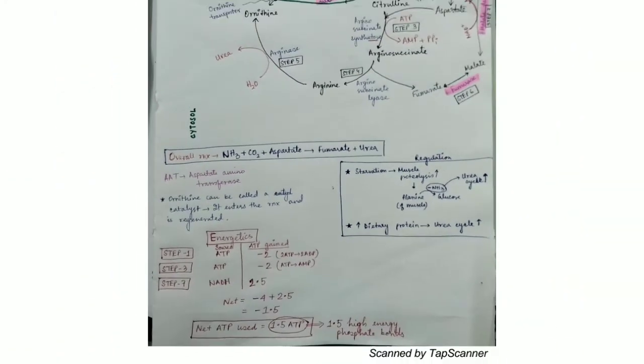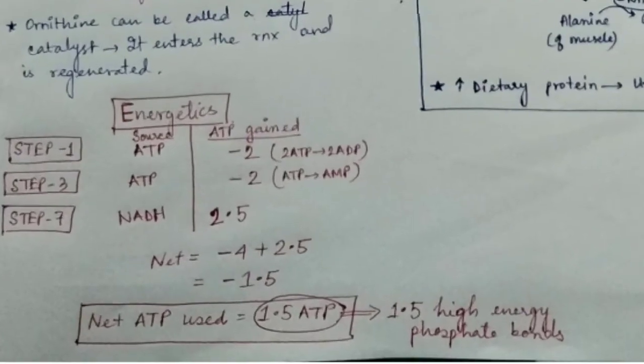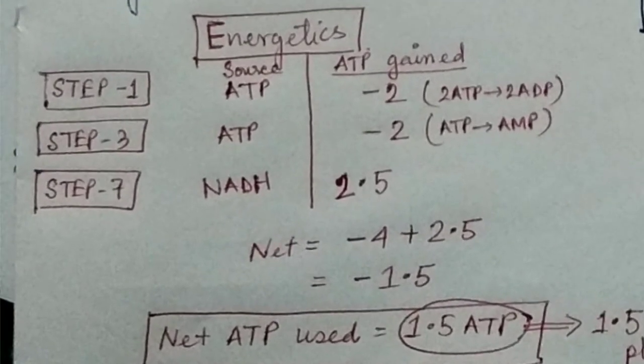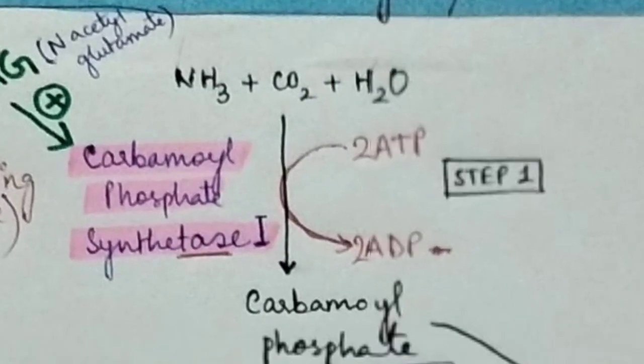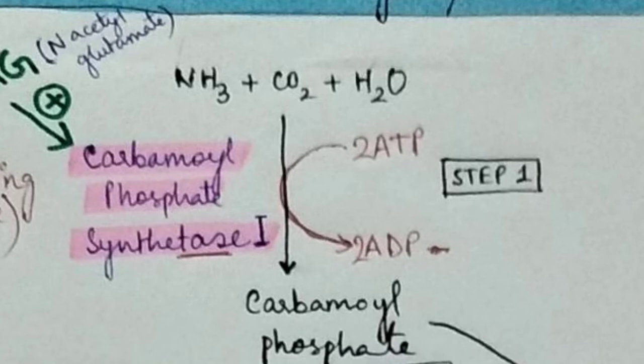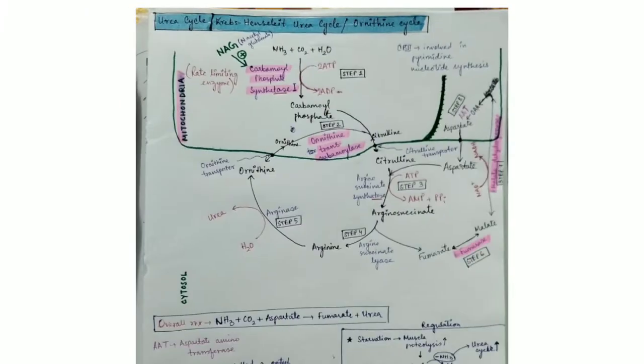Now let us come to the energetics part. Step 1, the source is ATP. ATP gained is -2. What does it imply? It implies that 2 ATP are utilized. Let us see where step 1 is. Yes, here in step 1, 2 ATP are used. So ATP gained is -2.